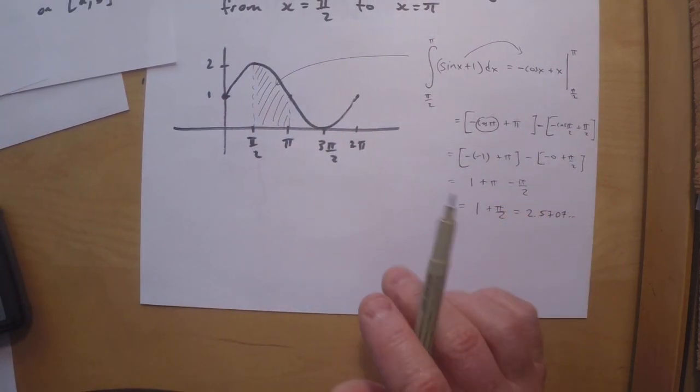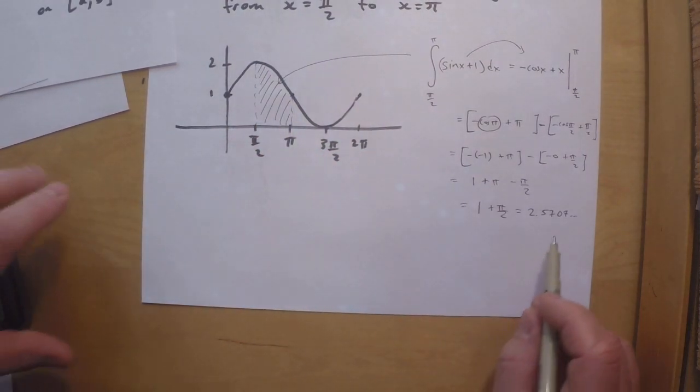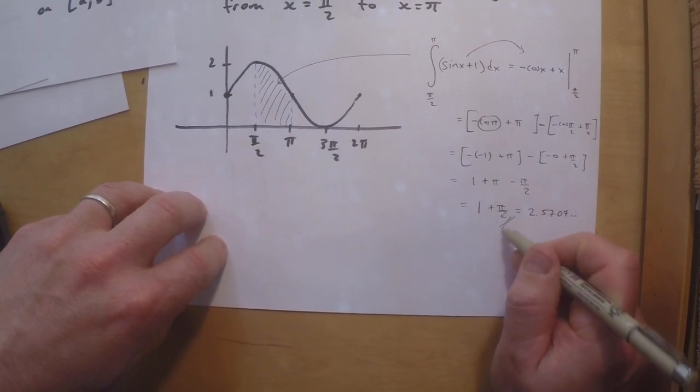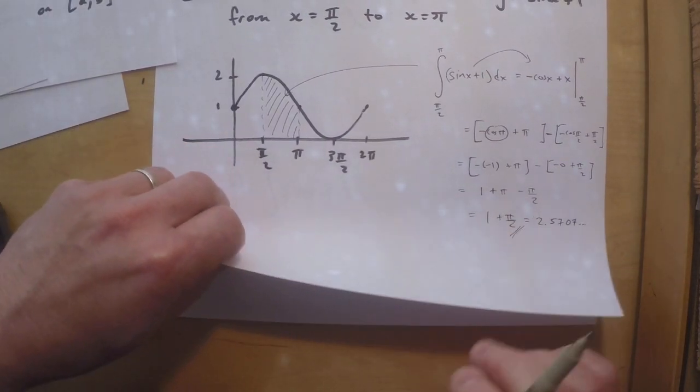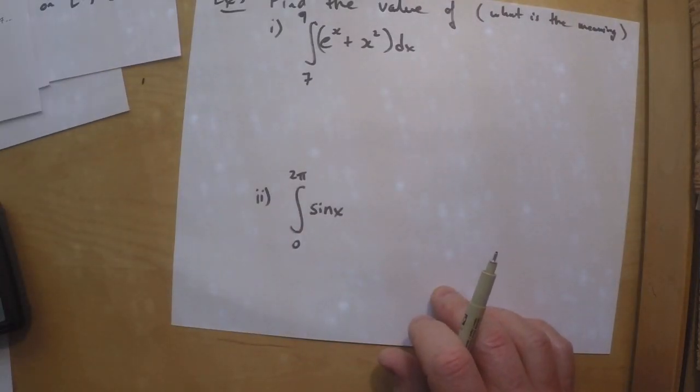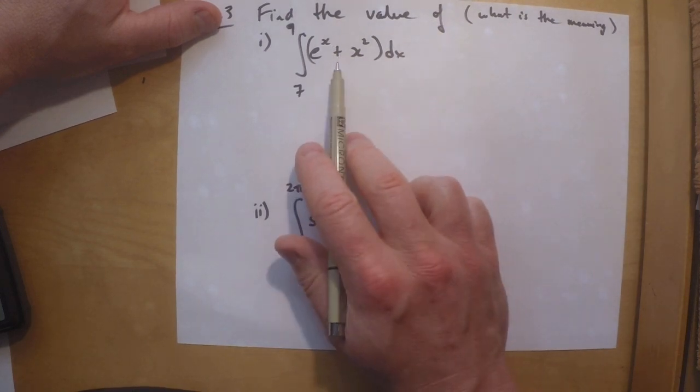Really cool. If you try to do that by estimate, you can get a close estimate by breaking it up into triangles and rectangles, but that's the exact, like right down to the millionth, quadrillionth decimal place. Last one. So, find the value of this.